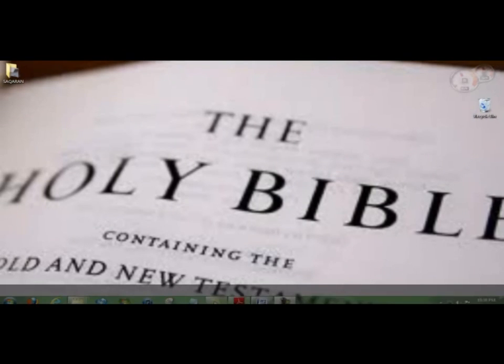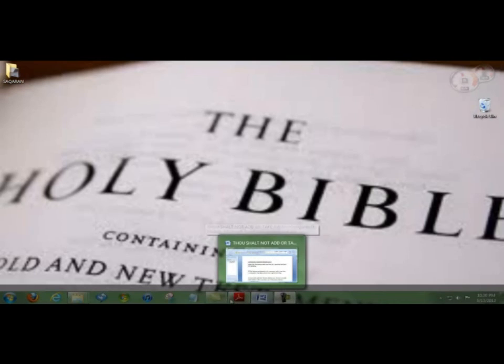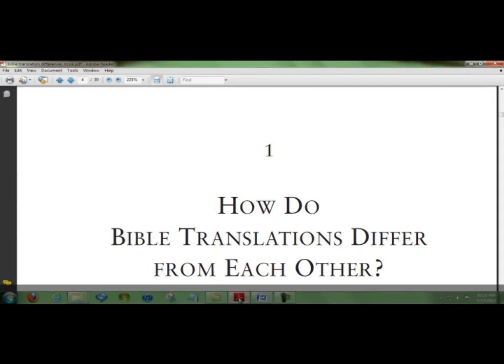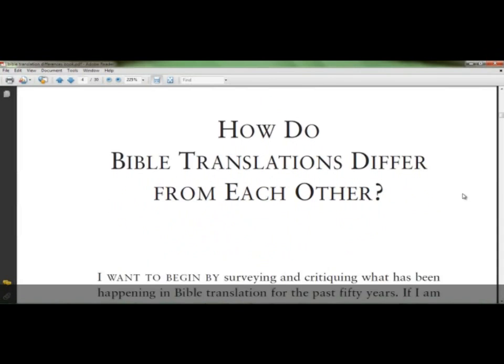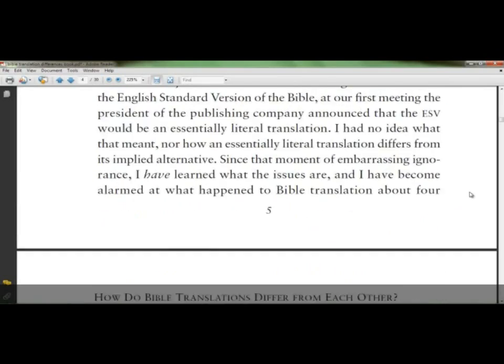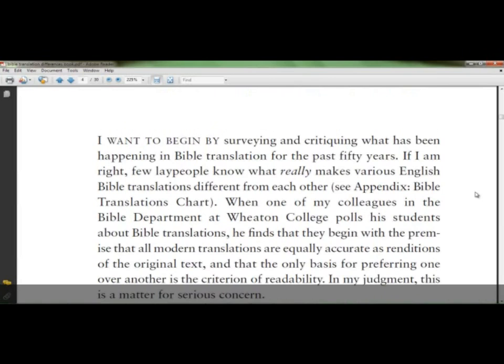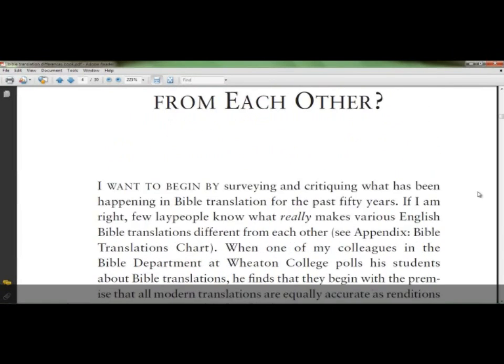All right, so I'm going to be going into a few things. Right now I have an ebook on file here, and it goes into that. The name of it is "How Do Bible Translations Differ from Each Other?" and the author is Leland Ryken. Okay, and I'm going to read it.